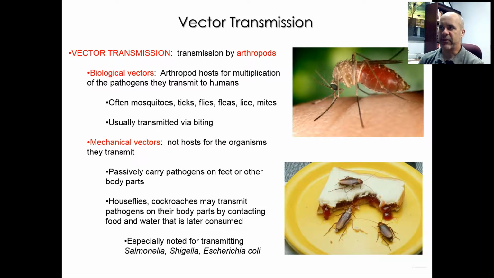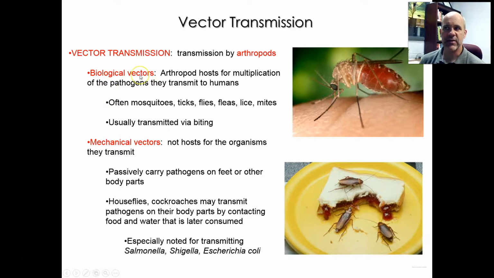Now, how about vector transmission? So this is a special case. This is transmission by arthropods. So arthropods includes insects, mosquitoes, ticks, flies, lice, fleas, things like that, biting types of little miniature animals. And there are two categories here. You got biological vectors and you have mechanical vectors.